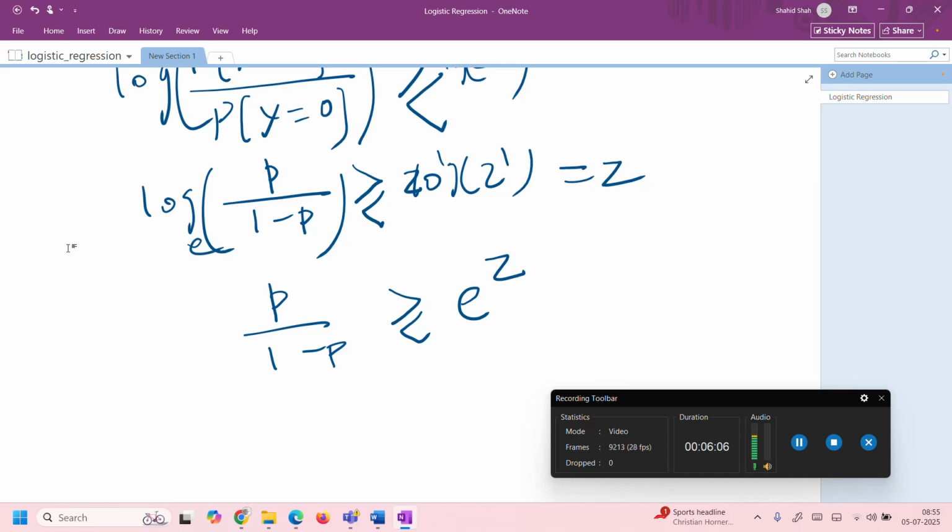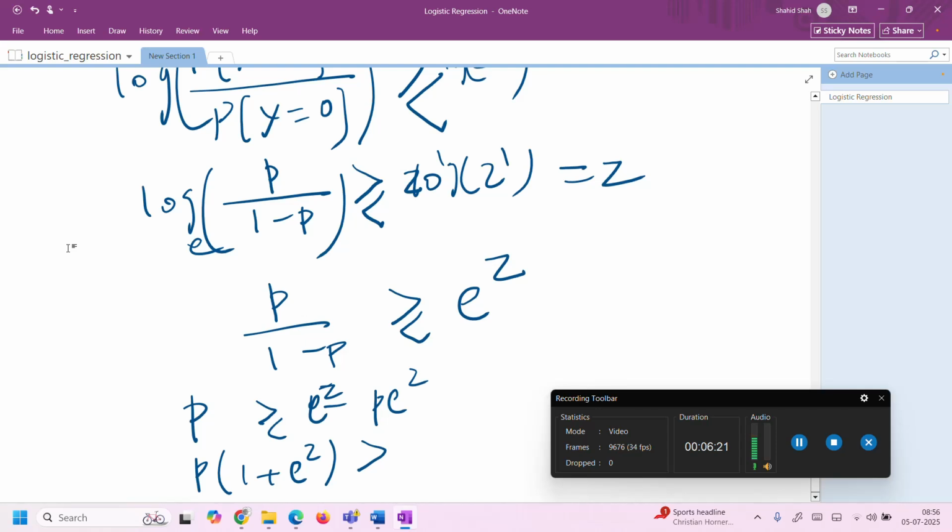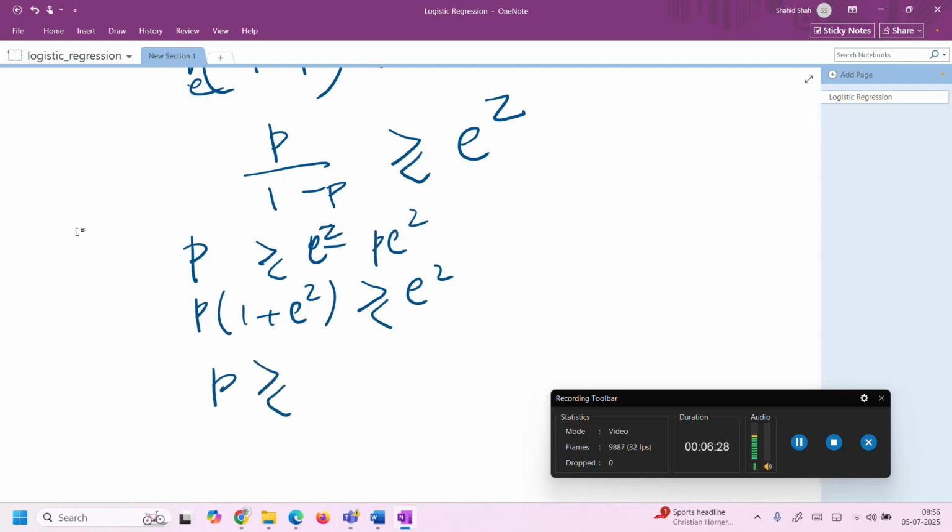Okay, so when we see what is the form of p, we'll get it like this. So p(1 minus e to the power minus z) minus p e to the power z. So p we take here 1 plus e to the power z. So it means that we need to compare this p with e to the power z divided by 1 plus e to the power z, which, if we divide numerator and denominator by e to the power z, becomes 1 by 1 plus e to the power minus z.